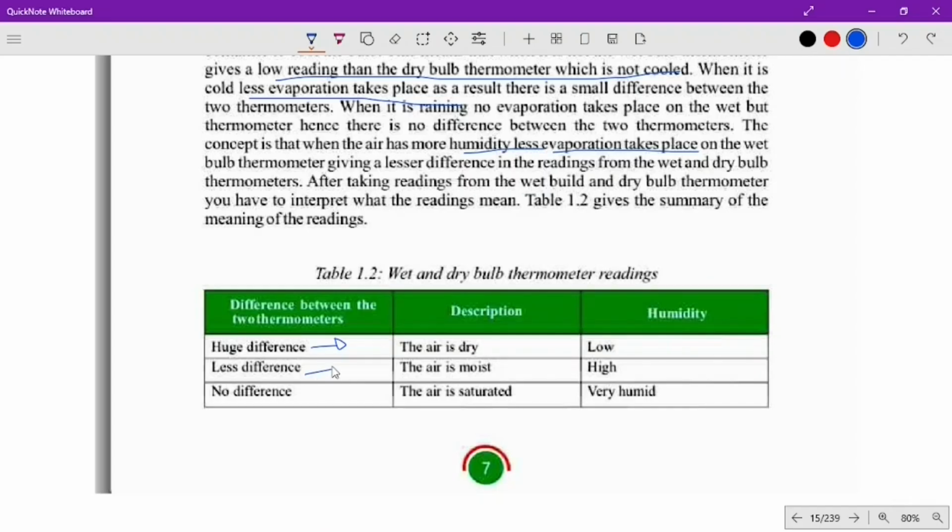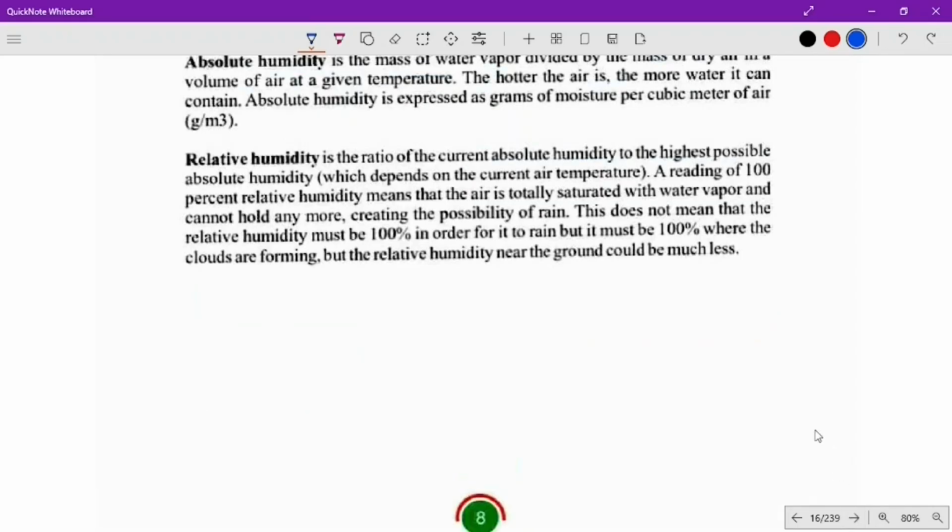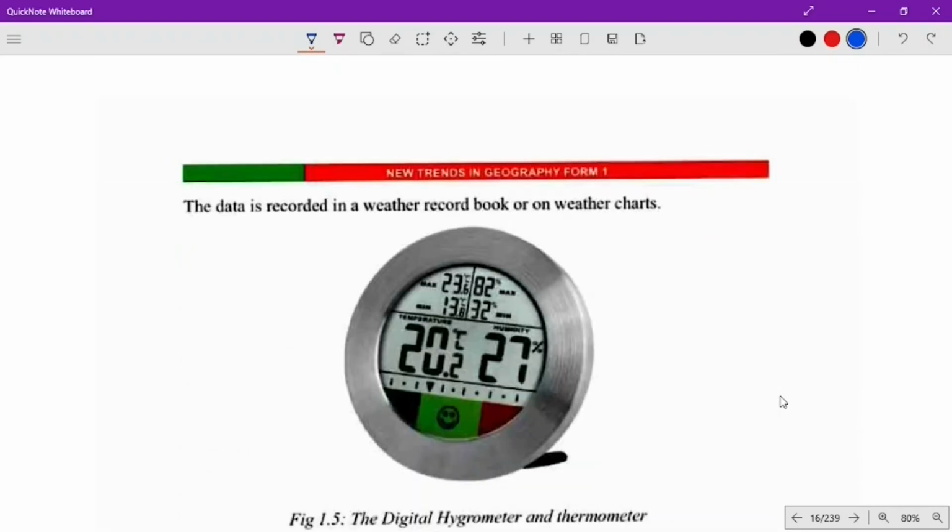When there is less difference, it means the air is moist, right? There is some moisture in the air and humidity is high. When there is no difference at all, this happens when it is raining, then the air is saturated. When it is saturated, we are saying there is no more room for more moisture. It is very humid. So this is how we interpret the readings of the wet and dry bulb.